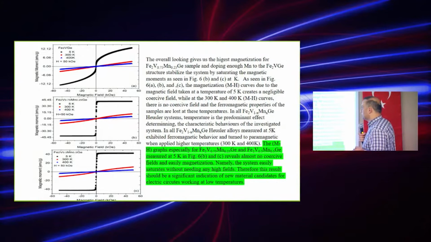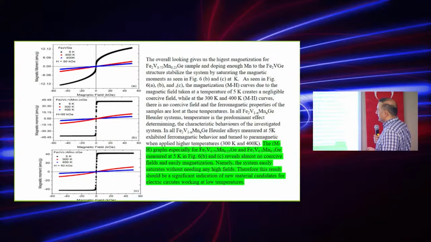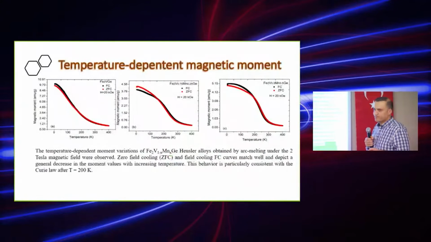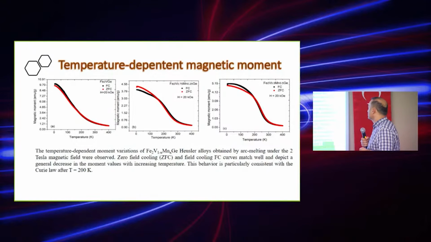All three pictures give us ferromagnetic behavior. But when you increase the temperature to 300 Kelvin, 400 Kelvin, the system is turning itself to a paramagnetic system. But one more important thing here is, at low temperature, like 5 Kelvin, the system very easily aligns itself. It means that when you apply the magnetic moment, the system is turning itself. So it is very important for spintronic applications.